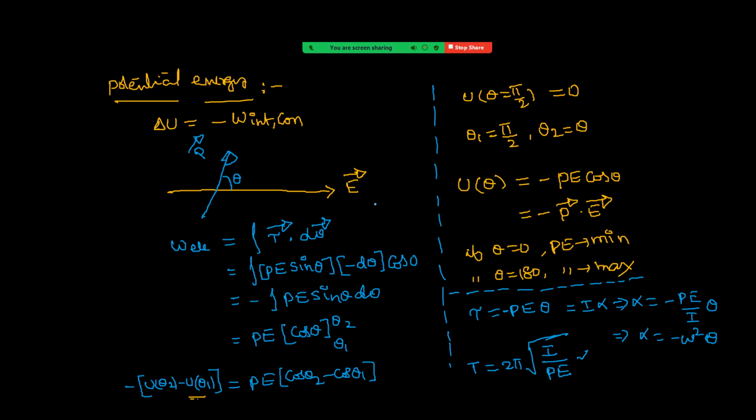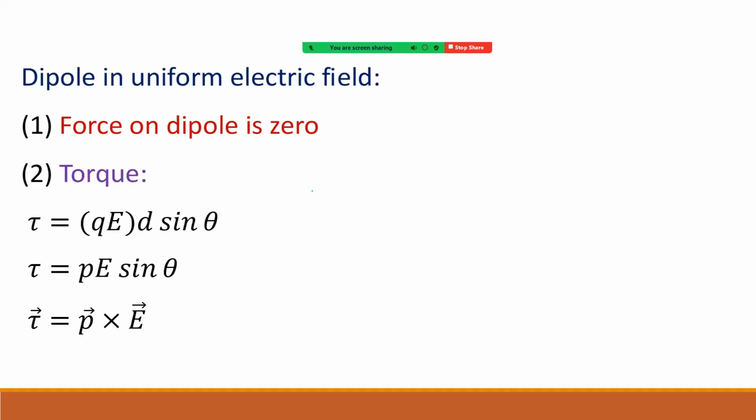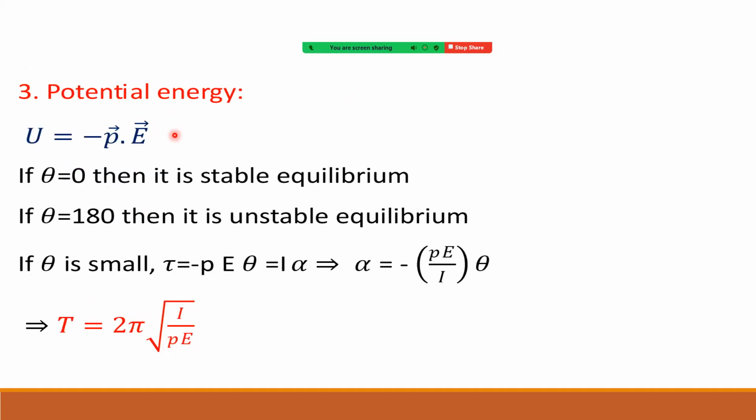See once for these notes. In a uniform field, force is 0. Torque is P bar cross E bar. Potential energy is minus P bar dot E bar. Angle 0 is stable, 180 is unstable. If theta is small, the torque is as above, and therefore the time period is 2 pi root I by PE.